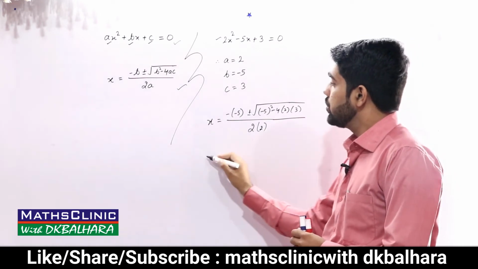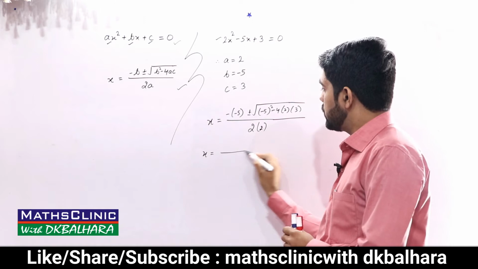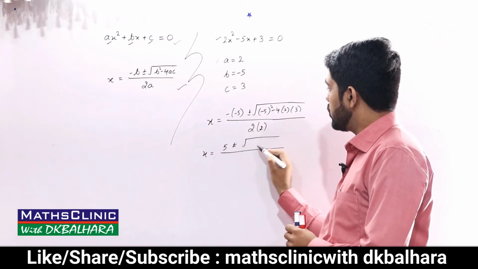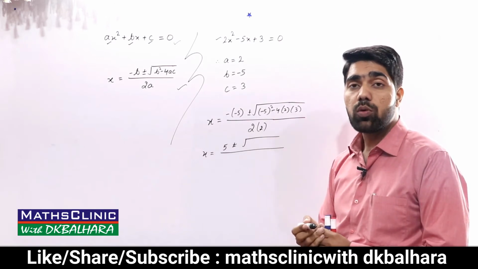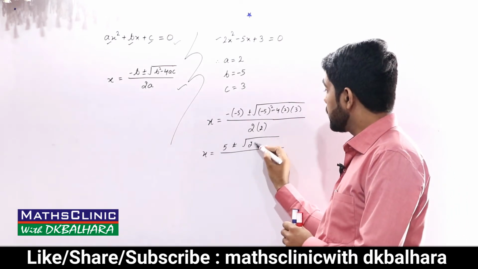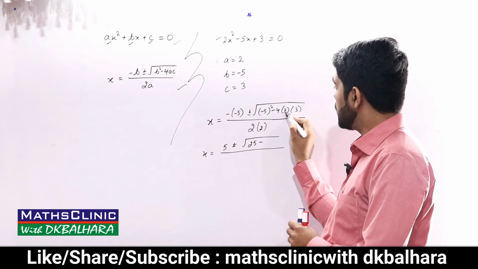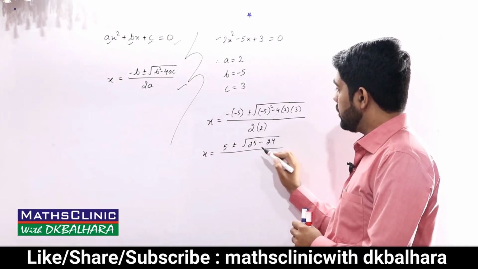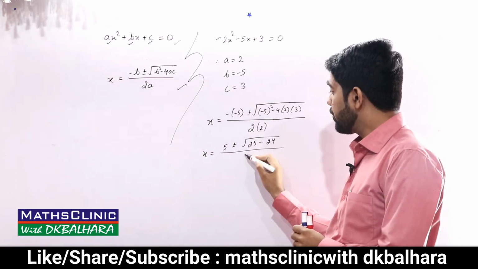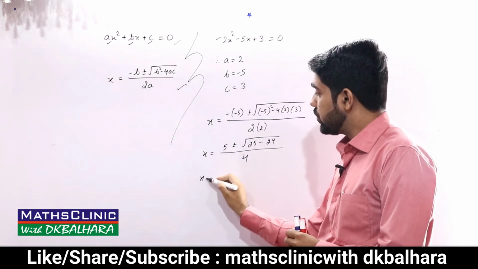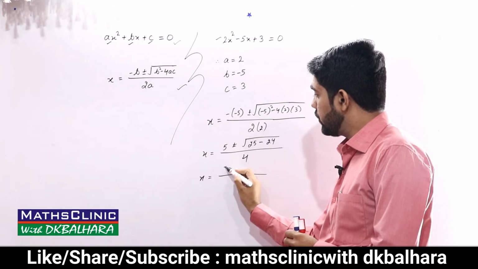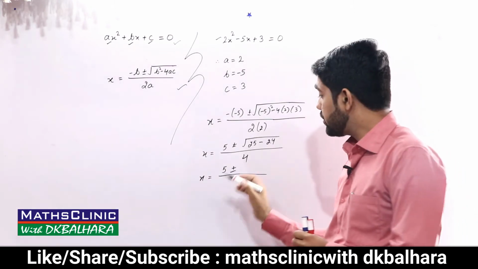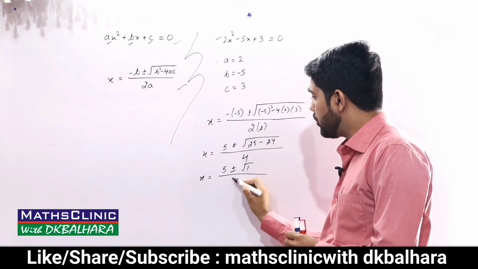Now we have to simplify it. x equal to minus minus, it will be plus, plus minus. Now by solving, square of minus 5, it will be 25. 25 minus 4 into 2 is 8, 8 into 3 is 24, upon, and in denominator it will be 4. Now x equal to 5 plus minus 25 minus 24, it will be 1, under the root 1, upon 4.